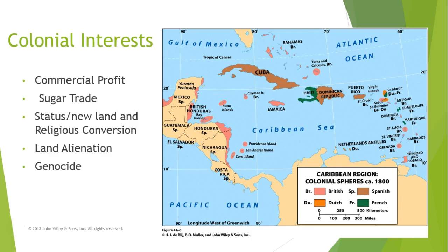We also saw Europeans see the New World as a source of status, of new land, and a place for religious conversion. For example, the Spanish upper classes, or those who aspired to be so, saw land acquisition as a way to rise in ranks, or to signal their rise in ranks. One immediate result of this, whether it was commercial profit or status acquisition, was land alienation for local populations, and genocide. Land alienation is one society taking land from another. Genocide, if you're unfamiliar with it, is the deliberate killing of entire ethnic groups or cultures.